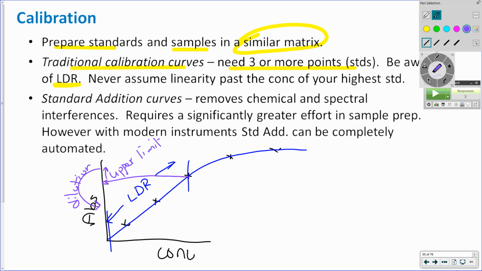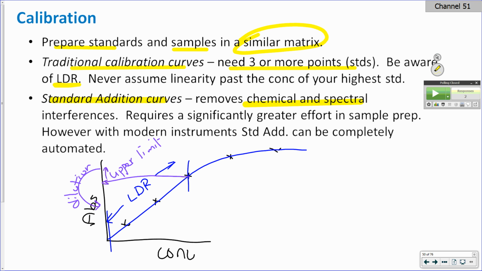Our technique that gives us more assurance is standard additions. So we can remove chemical and spectral interferences by analyzing a sample that's been spiked with standards, and we know how much we've added to it. But now you've got to do a lot more sample prep, because you're not just making one sample up, you're making the sample plus however many different calibration points you have. But modern instruments today can do the standard addition automatically with the robotics, and they can take the work out of this.